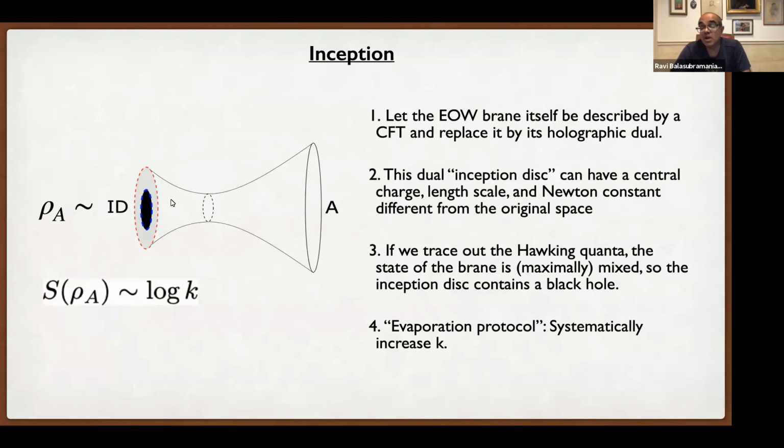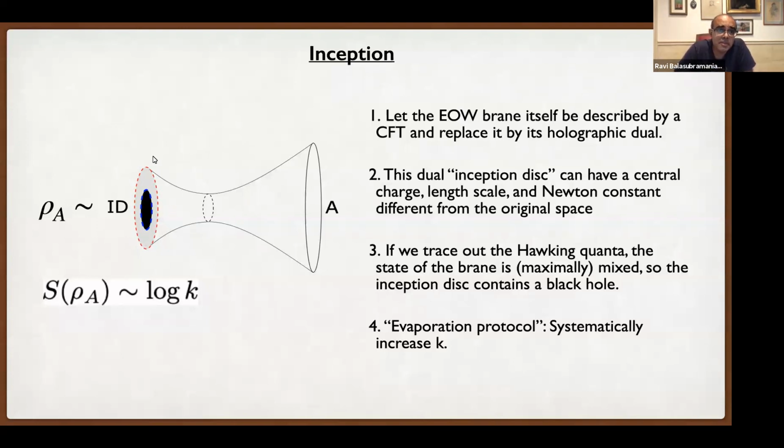Again, the reason why this is natural to do is if you think of, for example, the D-branes that make the microstates of the AdS3 black holes, like the D1, D5 string, their effective theory on the world volume is indeed a CFT. So we're going to think about the D-brane, the end of the world brane itself, as being described by a CFT. And then we're going to replace that CFT by its holographic dual.